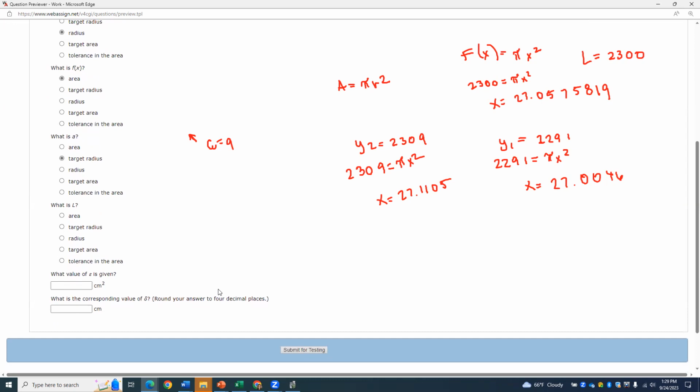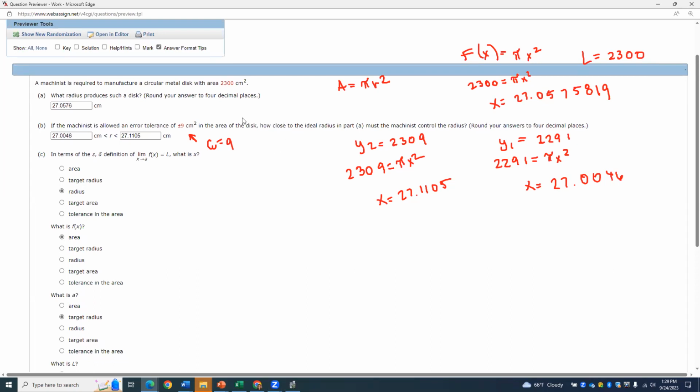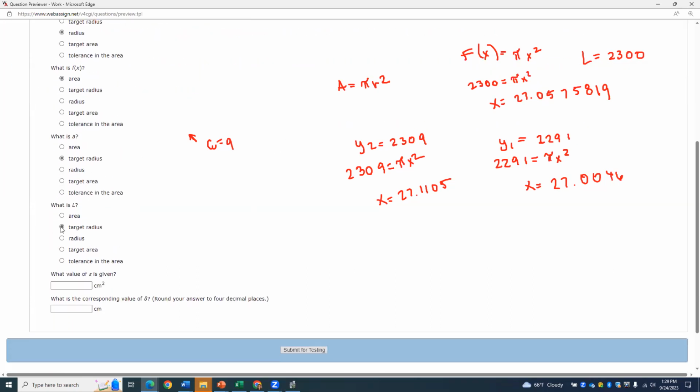So L is again the target area. This is what we're shooting to get, which is 2,300. So I'm going to say target area. And then it says what value of epsilon is given. We'll go ahead and say that was 9. Remember, that was how much error. It's the same idea. Error, epsilon, it's all good.